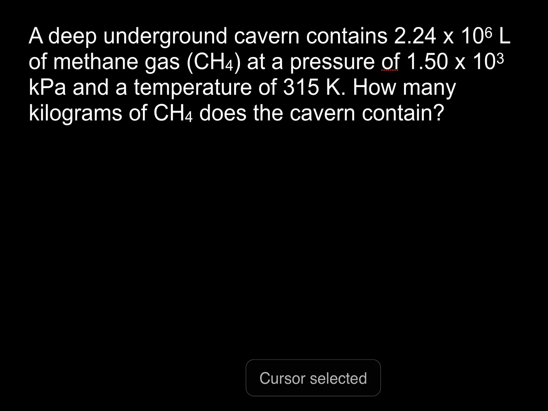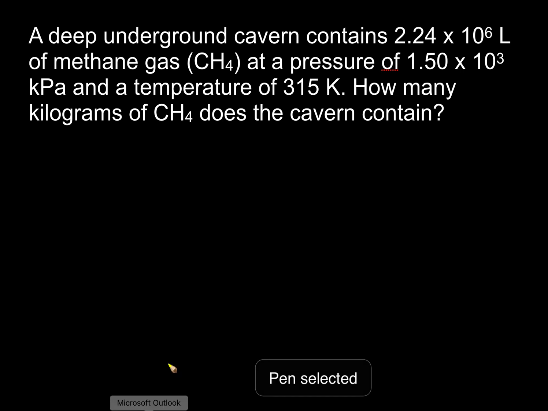Now, last example. This is a deep underground cavern, contains 2.24 times 10 to the 6 liters of methane gas at a pressure of 1.5 times 10 to the 3rd kPa and a temperature of 315 Kelvin. How many kilograms of CH4 does the cavern contain?